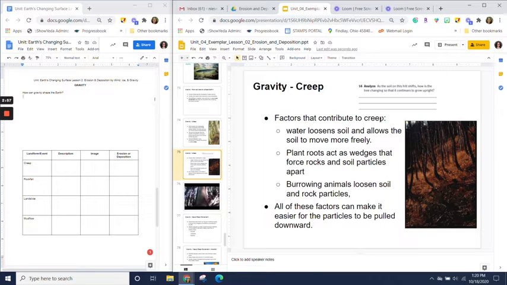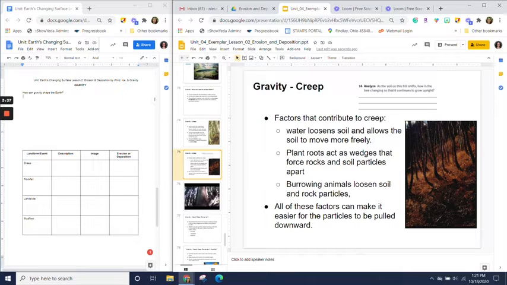Factors that contribute to creep: water can loosen the soil and allow the soil to move more freely down the slope. Plant roots can act as wedges that force rocks and soil particles apart. And burrowing animals underground can loosen the soil and rock particles, which can help the mass movement process through creep. All of these factors can make it easier for the soil and ground particles to be pulled downwards towards the hill.